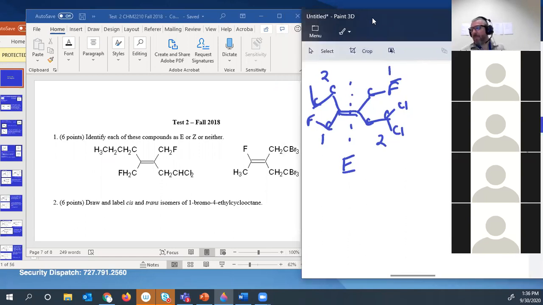Now the other one, actually I'm not even going to draw this out, because what you can see is if you look on the right-hand side, you've got exactly the same groupings coming off that carbon. That tells you it's going to be neither. I mean, if you can't figure out what the priority is because they're the same, then it can't be E or Z. All right, anybody get any questions? Okay.